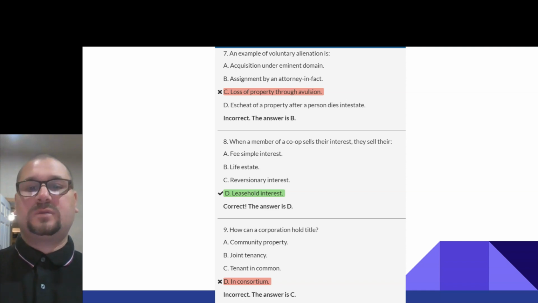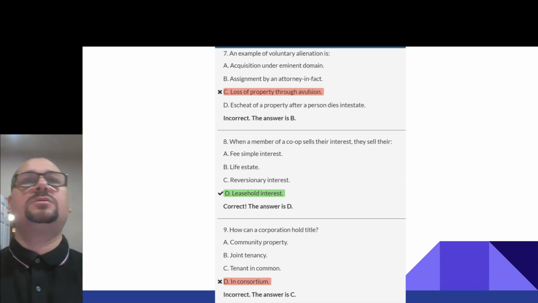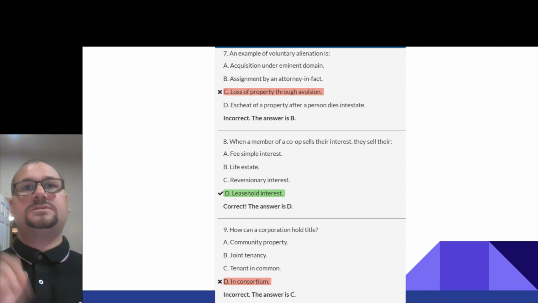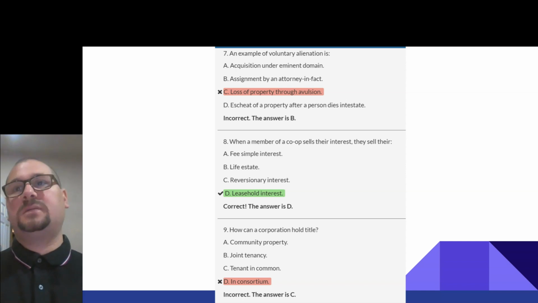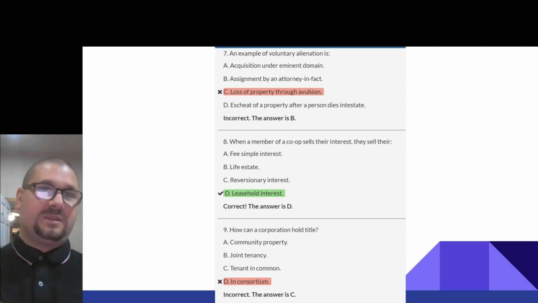Number 9, how can a corporation hold title? It is in tenants in common. So this answer is C. A tenant in common, right? We talked about how two brothers hold title. For two brothers, it'd be tenant in common. What about two sisters? Tenant in common. Two friends, tenant in common. What about marriage? That would be not tenant in common, it'd be community property, right?